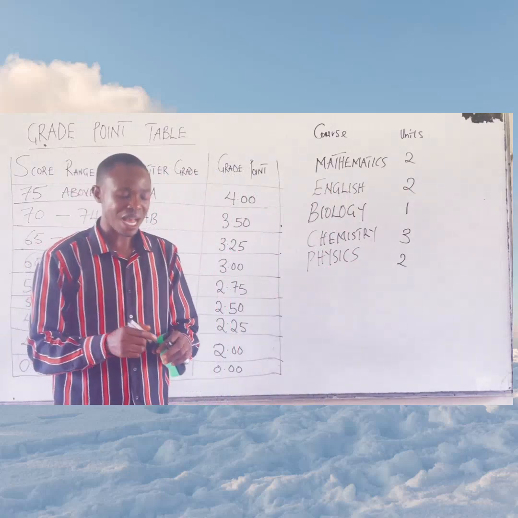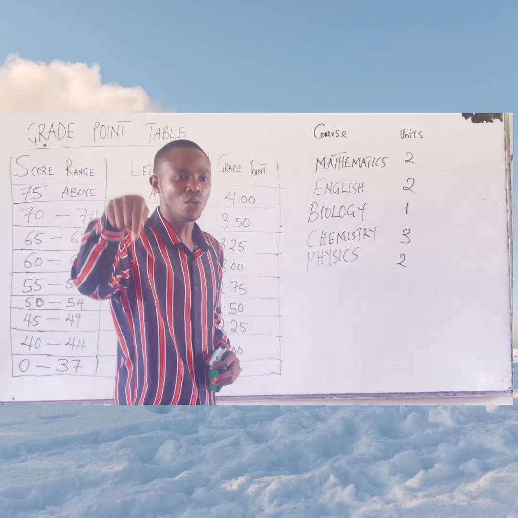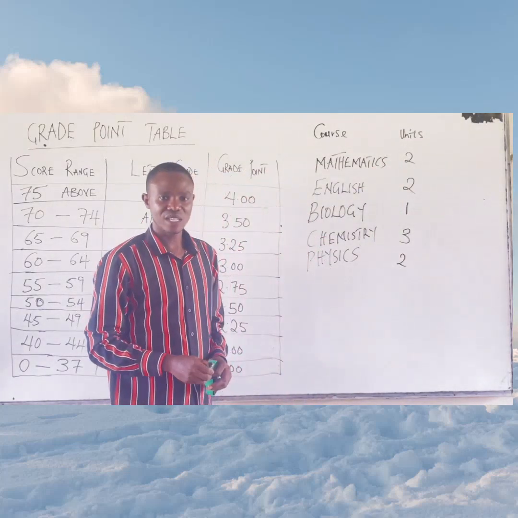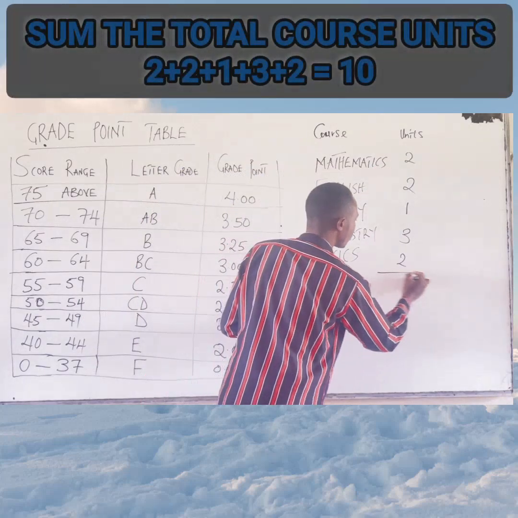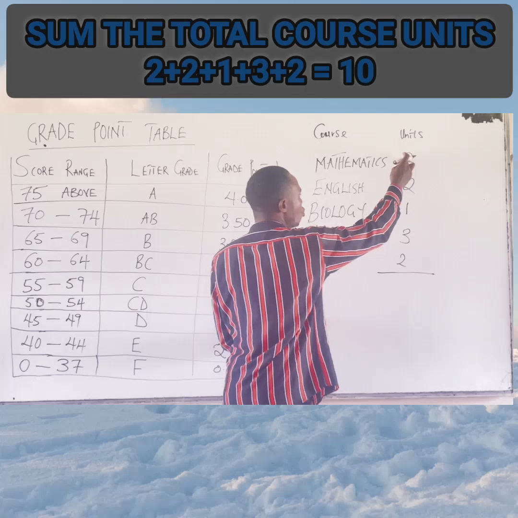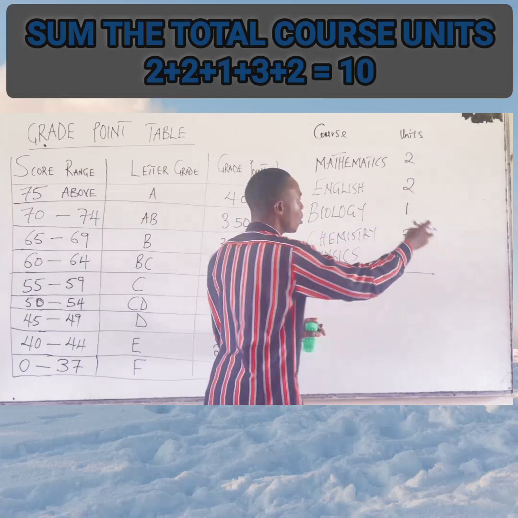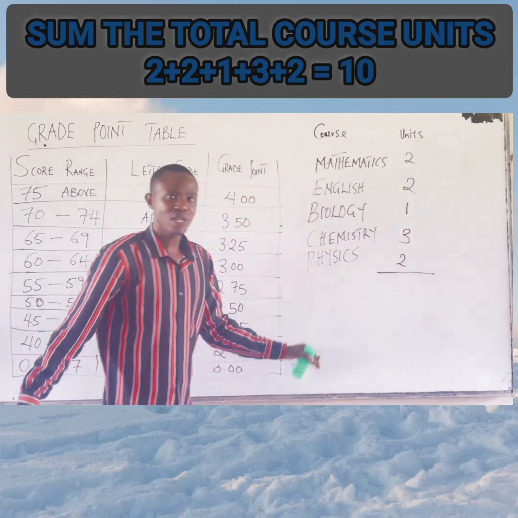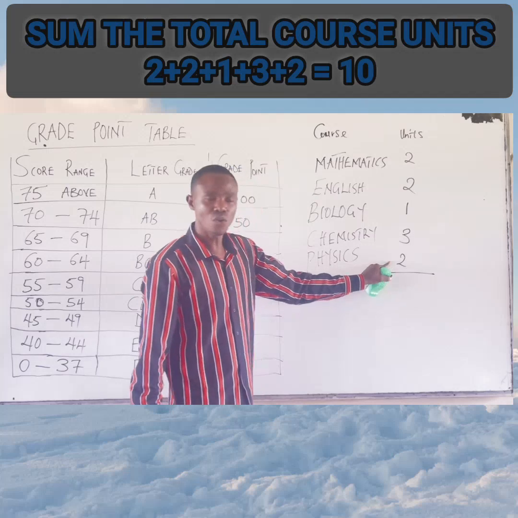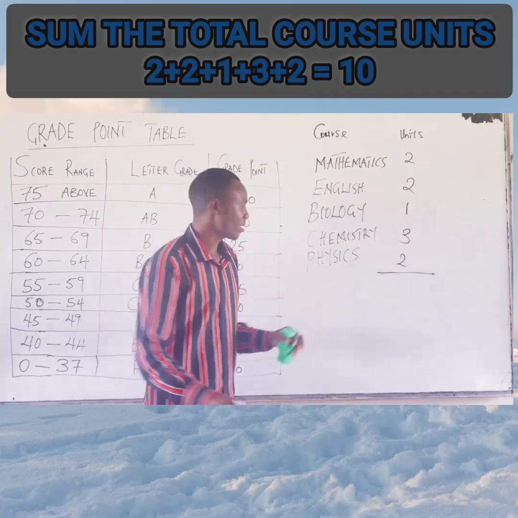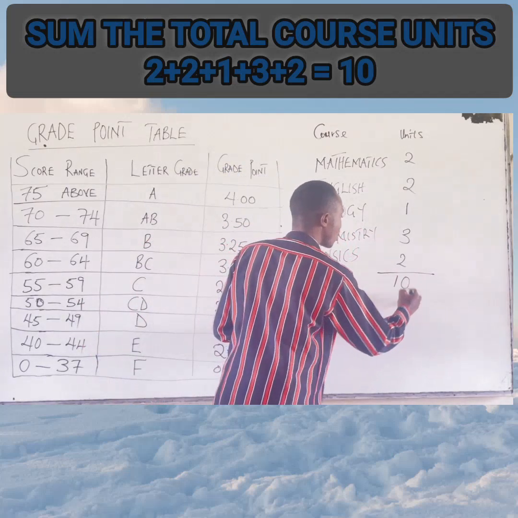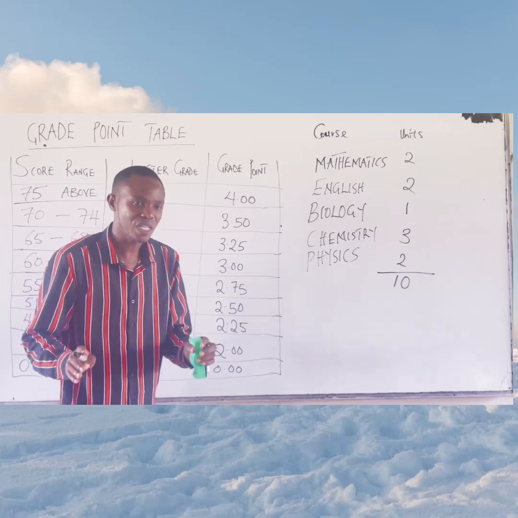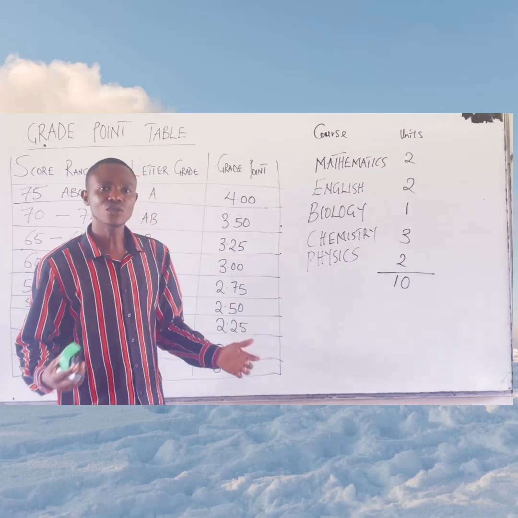So if you want to calculate your GP, the first thing to do is to sum up these total units. 2 plus 2 gives you 4, 4 plus 1 is 5, plus 3 gives you 8, plus 2 gives us 10. So this gives us a total course unit of 10. Then, what do you do next?